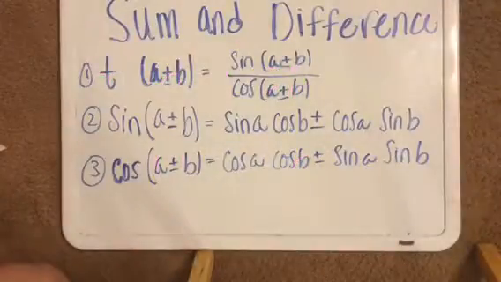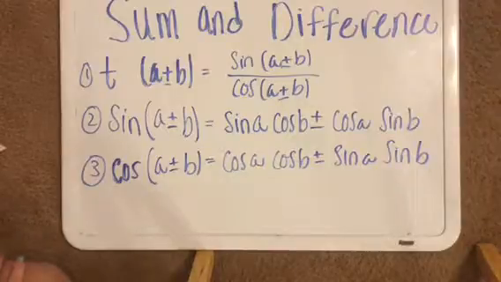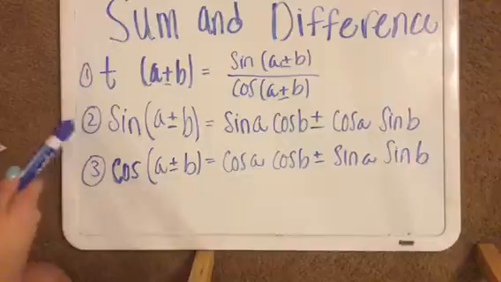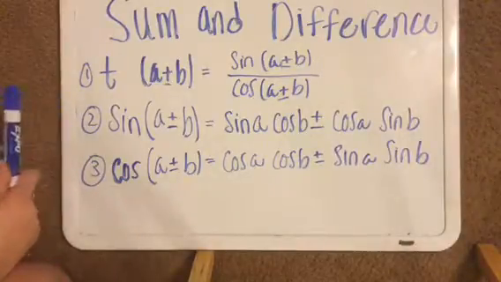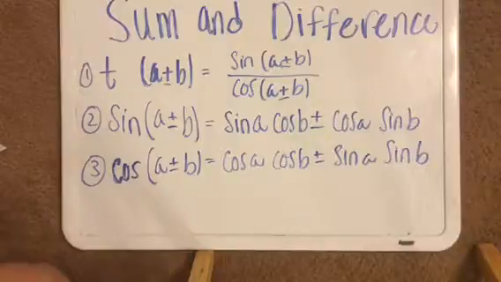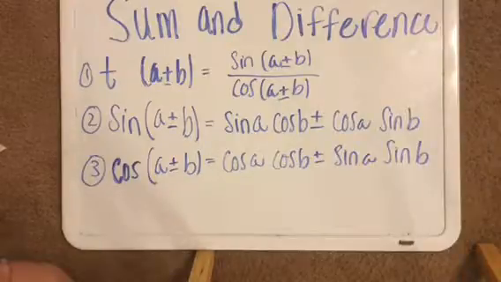Today we're going to be doing sum and difference, and the three different equations we're going to be using are tangent, sine, and cosine. The tangent equation is tangent of a plus or minus b equals sine of a plus or minus b over cosine of a plus or minus b.